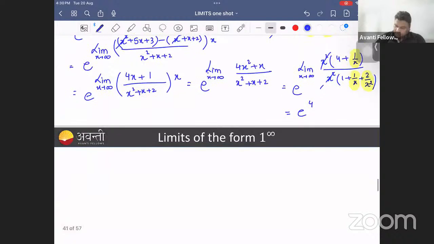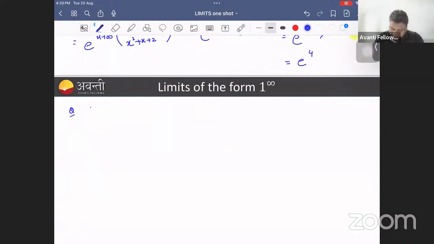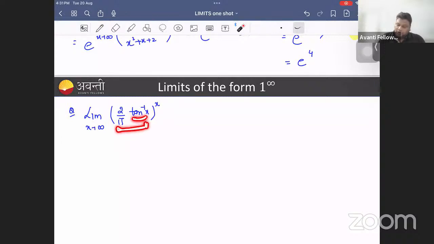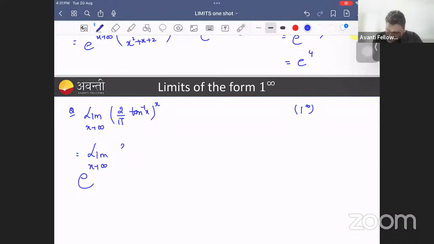All right. See, the next question is limit x approaches infinity, (2 upon pi tan inverse x) whole to the power x. Now we are totally aware that as x approaches infinity, tan inverse x approaches pi by 2. So pi by 2 into 2 upon pi is what? 1. So this is 1 to the power infinity. So this form is 1 to the power infinity. I can write it as e to the power limit x approaches infinity of f(x) minus 1, that is, 2 upon pi tan inverse x minus 1, into x.